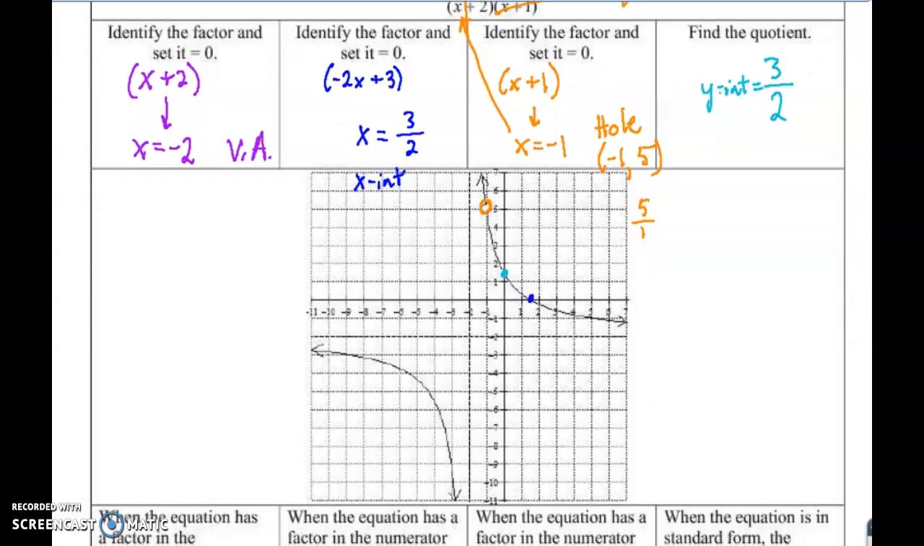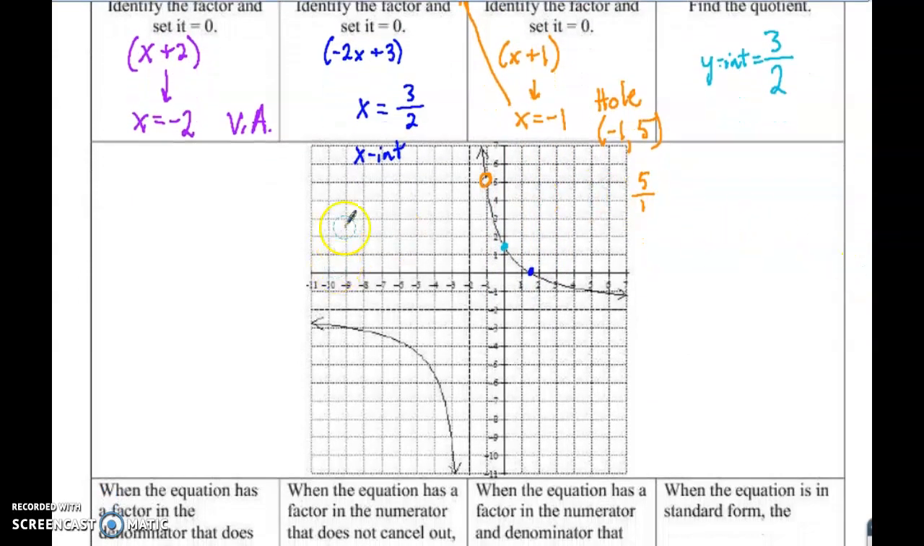So what are we missing? Let's look at this. We're missing where this thing is located, as all of our points are over here. We found the vertical asymptote, but we are definitely missing the horizontal asymptote as well. How do we figure out where that horizontal asymptote is?